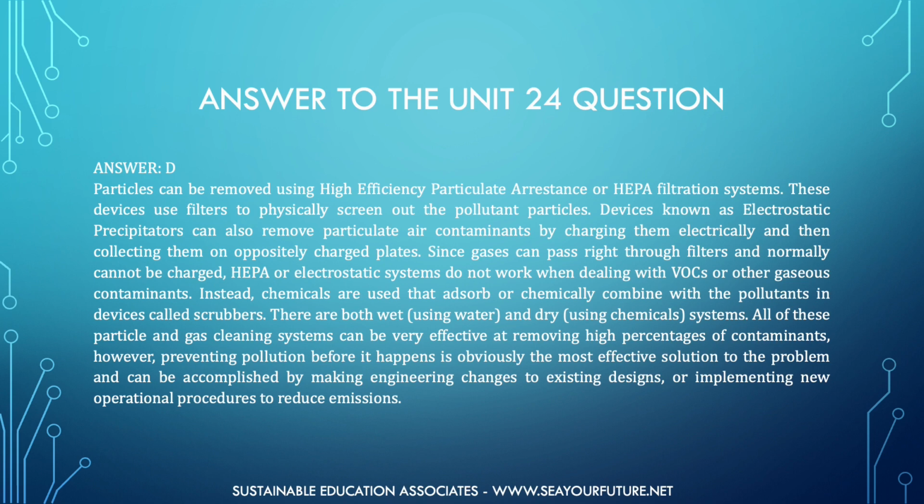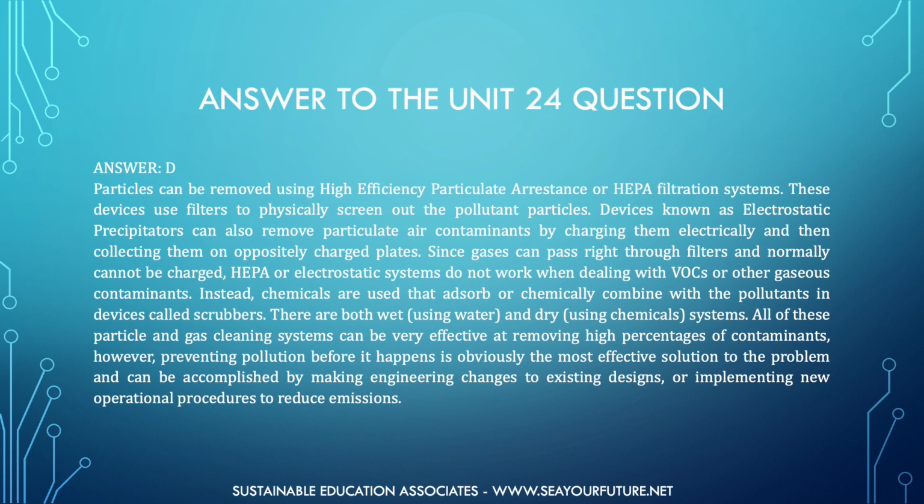Devices known as electrostatic precipitators can also remove particulate air contaminants by charging them electrically and then collecting them on oppositely charged plates. Since gases can pass right through filters and normally cannot be charged, HEPA or electrostatic systems do not work when dealing with VOCs or other gaseous contaminants. Instead, chemicals are used that adsorb or chemically combine with the pollutants in devices called scrubbers. There are both wet, using water, and dry, using chemical systems.